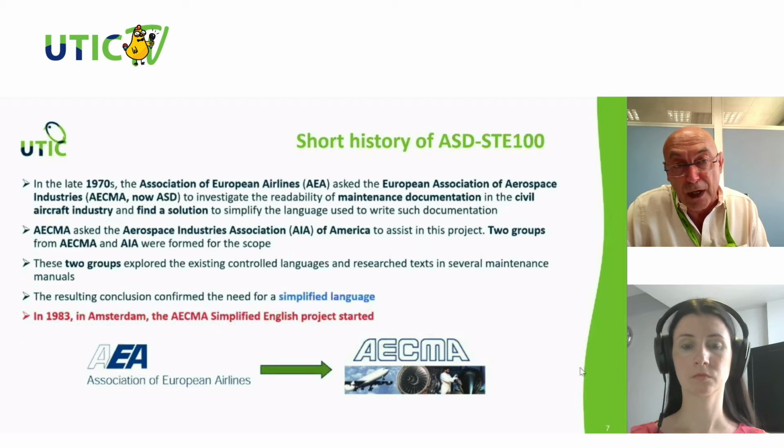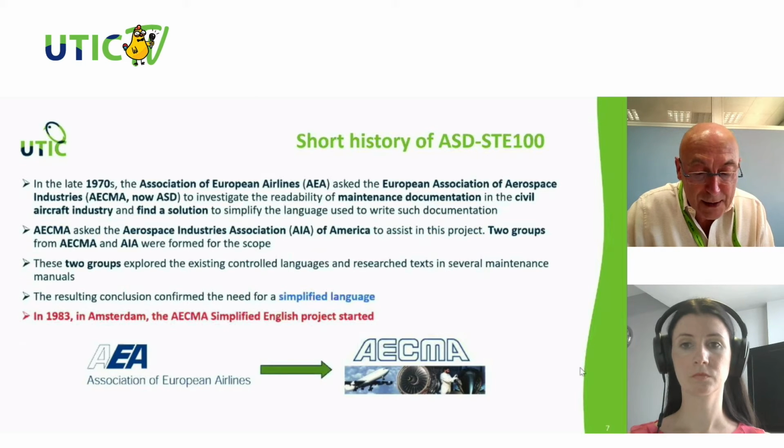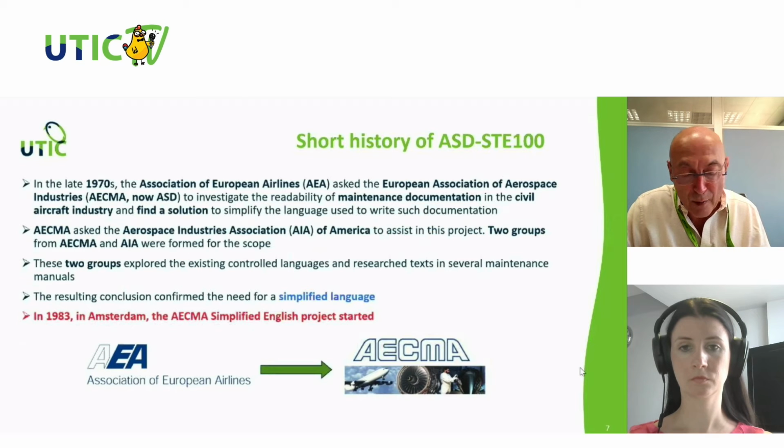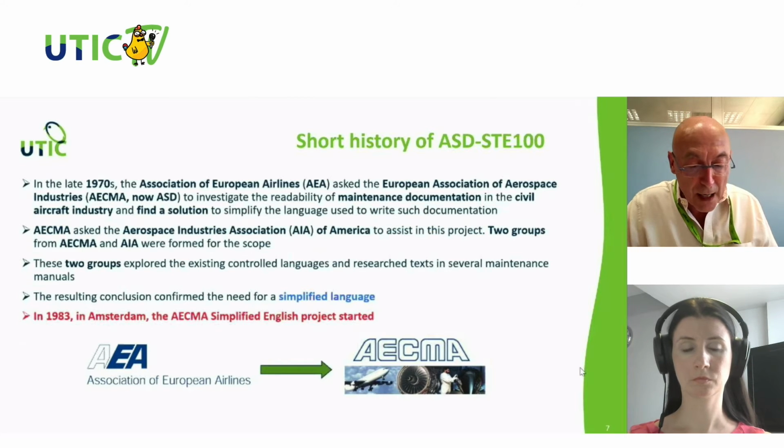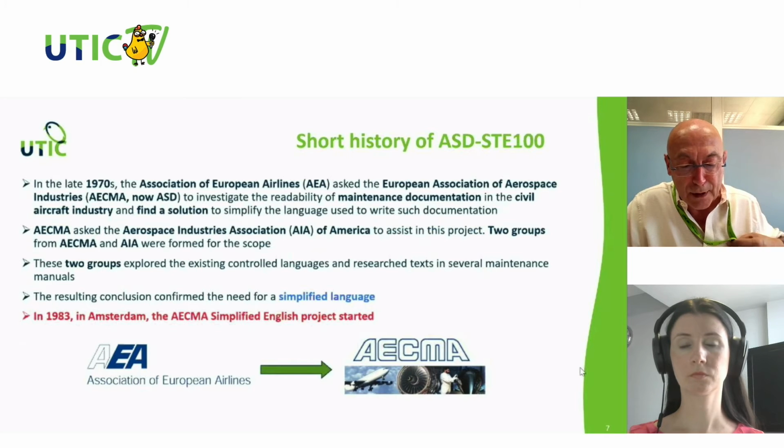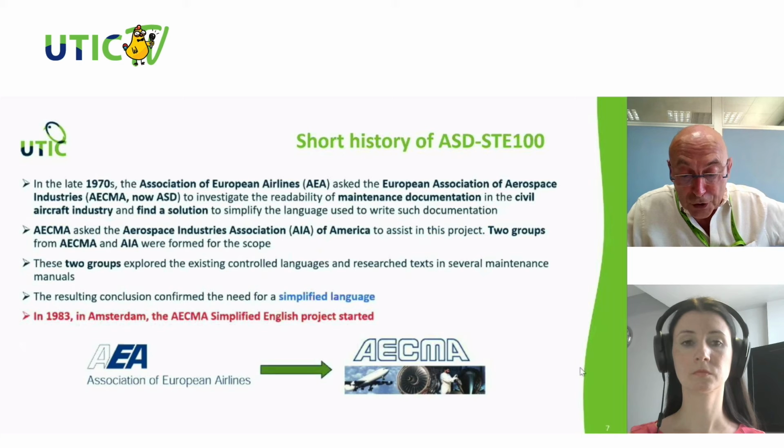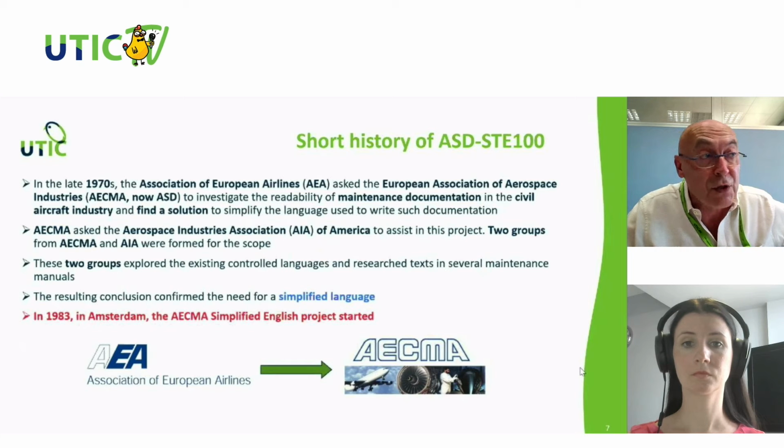So ECMA asked the equivalent association in the United States, which is called the Aerospace Industries Association, AIA, of America, to assist in the project. 2 groups, one from ECMA and one from AIA, were formed for the scope, and these 2 groups explored all the existing manuals and controlled languages, and they came to the conclusion that there was a need to have a simplified language to be used in aerospace.